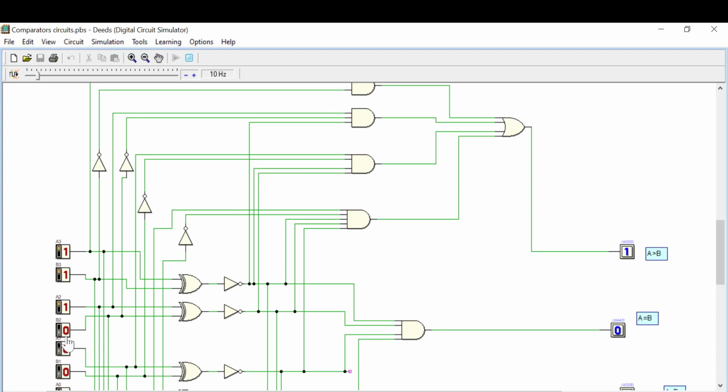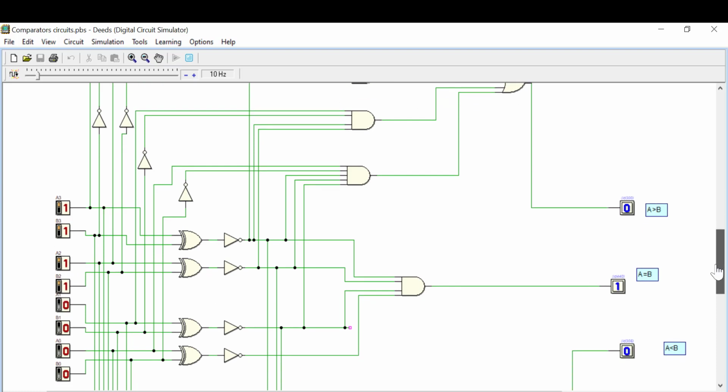Similarly, if both are the same, then it's going to compare your A1 and B1. Let's make A1 1. In this case also, it's going to produce output A greater than B because your A3 B3 are equal and A2 B2 are equal, and your A1 is greater than B1. So if I make this also equal and make A0 1, in this case all the higher order bits are equal. I am going to compare A0 and B0, and A0 is greater than B0, so you are going to get A greater than B.